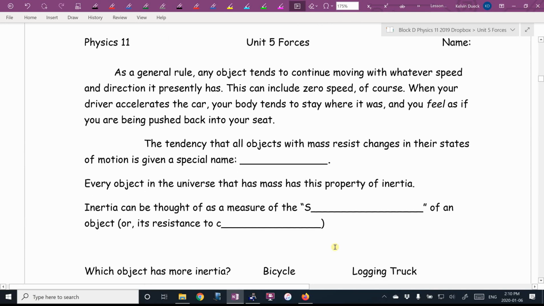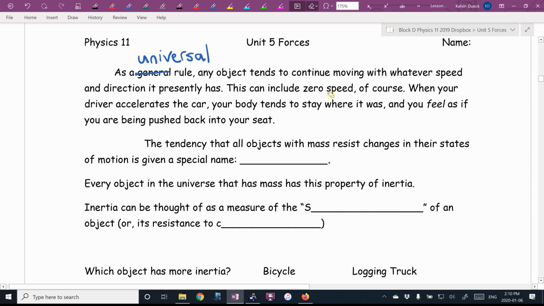As a general rule, cross out the word general, universal. Oh yeah, turn the page, people. As a universal rule, any object will continue moving with whatever speed and direction it has unless there's an unbalanced force acting on it. So the fact that that tennis ball came to a stop, I can explain that by saying there must have been an unbalanced force acting on it. Air resistance is most of it, to be honest.